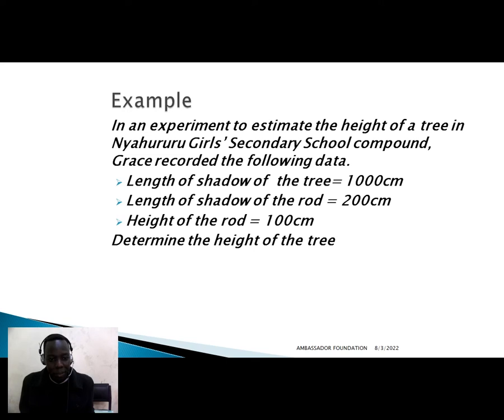Look at this. We are told in this question that the length of the shadow of the tree is 1,000 centimeters.